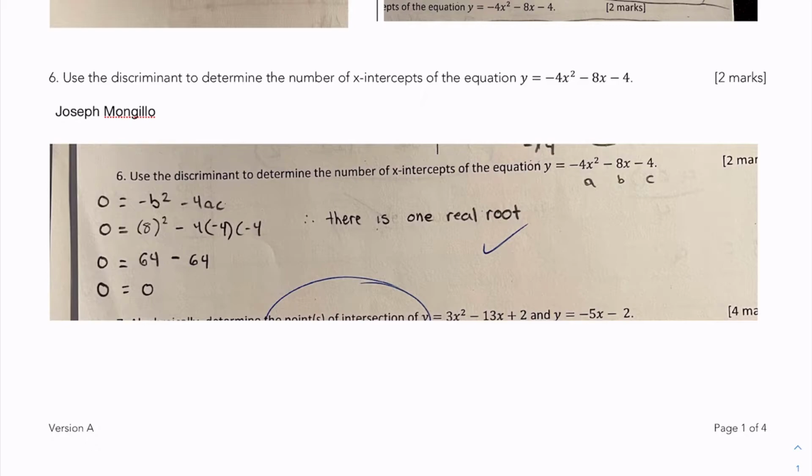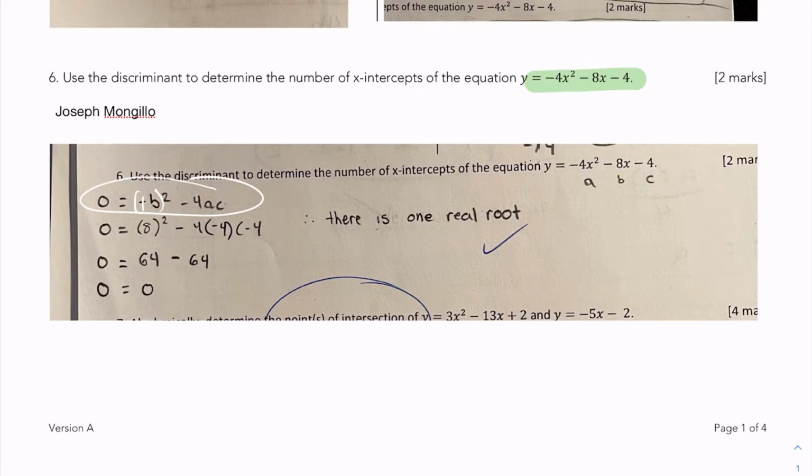In question number 6, we wanted to use the discriminant to determine the number of x-intercepts in this equation here. And if you recall, the discriminant is negative b, that should be in brackets. It's actually not negative b, it's positive b. But whatever, negative b squared is going to be the same as positive b squared minus 4ac.